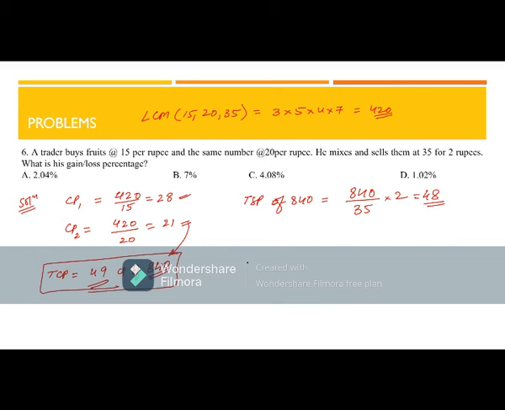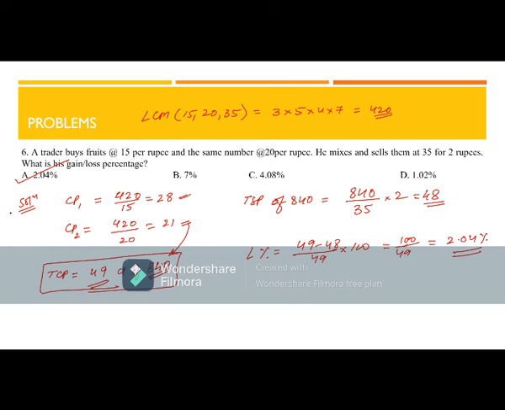So now obviously we see that selling price is less than the cost price. So obviously there will be a loss. So there is a loss of 49 minus 48 divided by 49 into 100. That is 1 by 49 into 100, that is 2.04%. So there is a loss of 2.04%, option A.